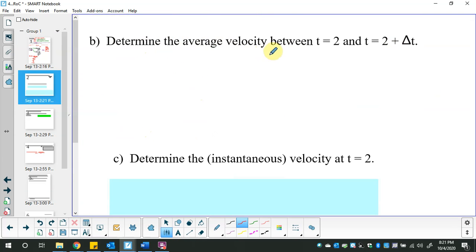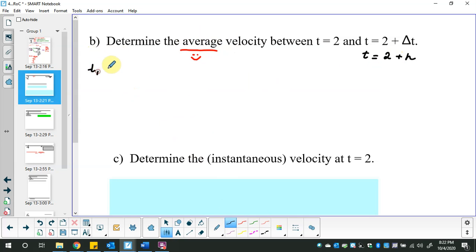Determine the average velocity between t equals 2 and t equals 2 plus delta t. Now, I don't know about you, but I don't want to use the delta t, so I'm going to go back to the h, and I've communicated the fact that I am going to do that. So, average velocity again. We're super happy about this. And I'm going to make my list.